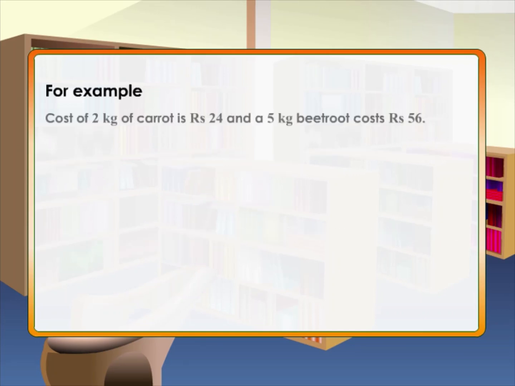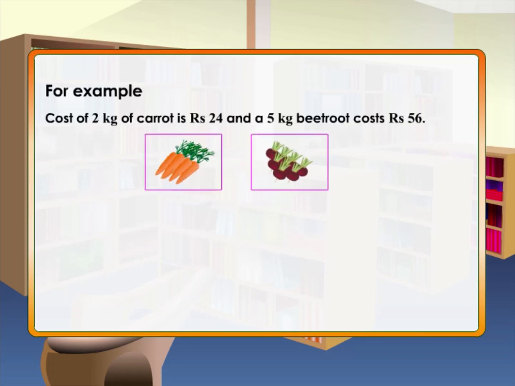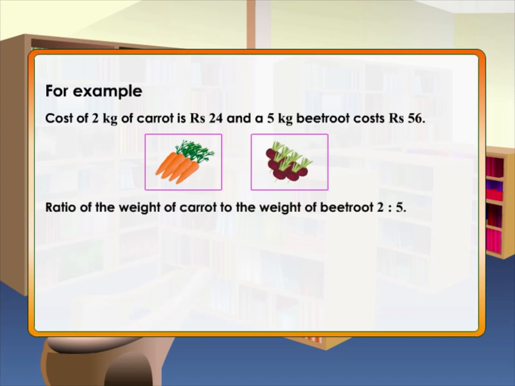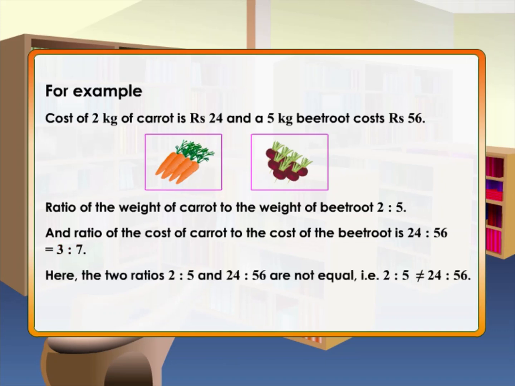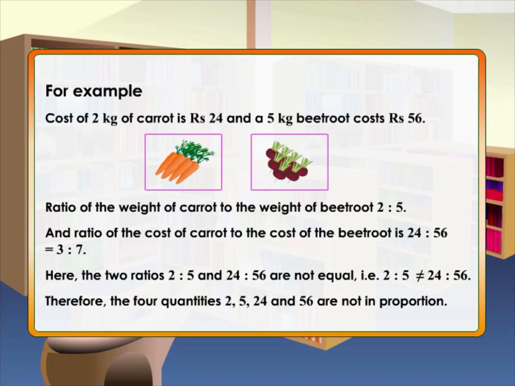For example, cost of 2 kilograms of carrot is rupees 24 and 5 kilogram beetroot costs rupees 56. Now, ratio of the weight of carrot to the weight of beetroot is 2:5, and the ratio of cost of carrot to the cost of beetroot is 24:56 is equal to 3:7. Here, the two ratios 2:5 and 24:56 are not equal. That is, 2:5 not equal to 24:56. 2, 5, 24 and 56 are not in proportion.